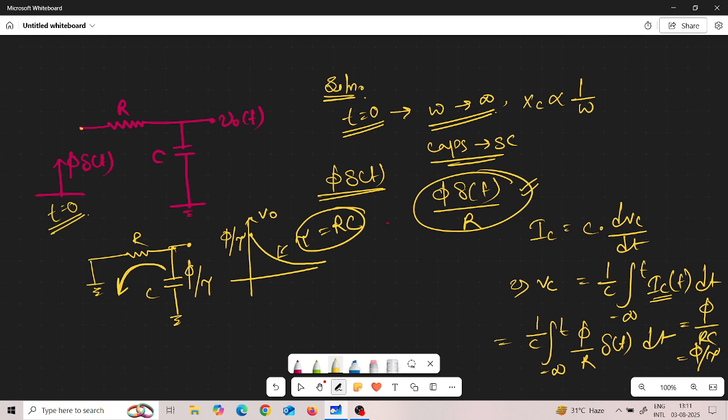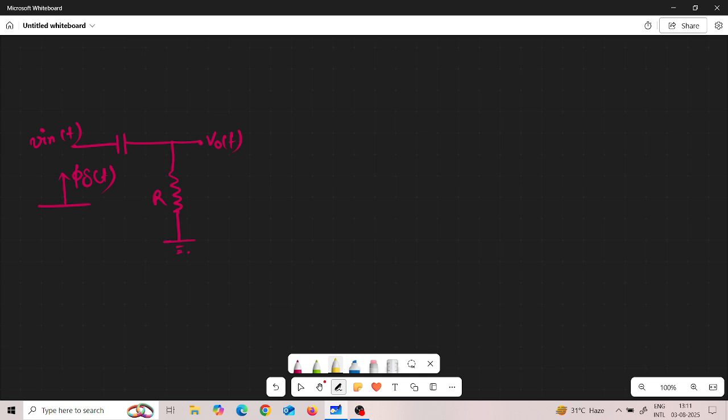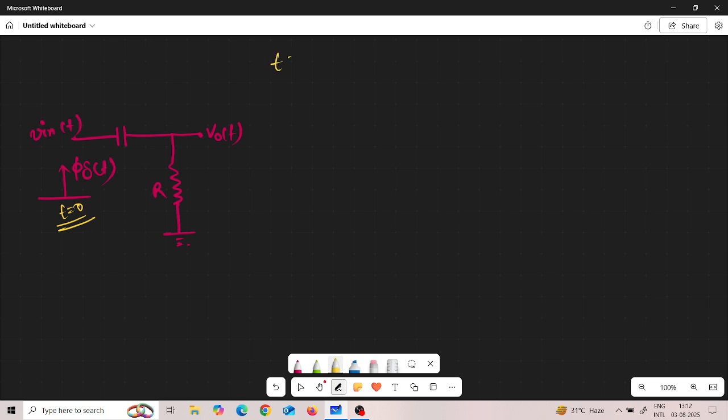I hope you understand this. So this will be the response at the output. Okay. Now let's discuss another similar type of question. Here also we have to find the voltage across the resistor. So it acts like a simple high pass filter. At t equal to 0 plus, what happens? Omega tends to infinity and the capacitor acts as a short circuit.